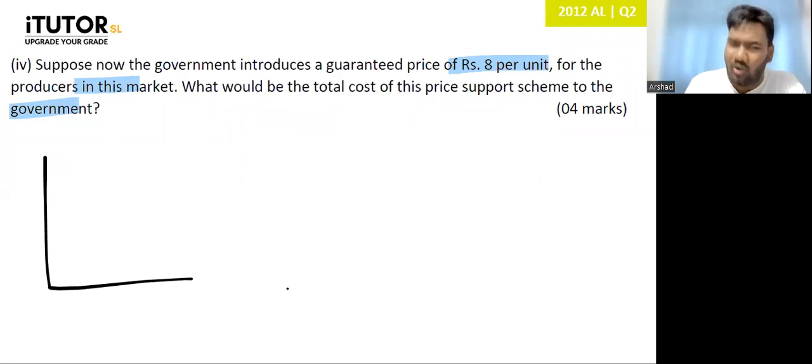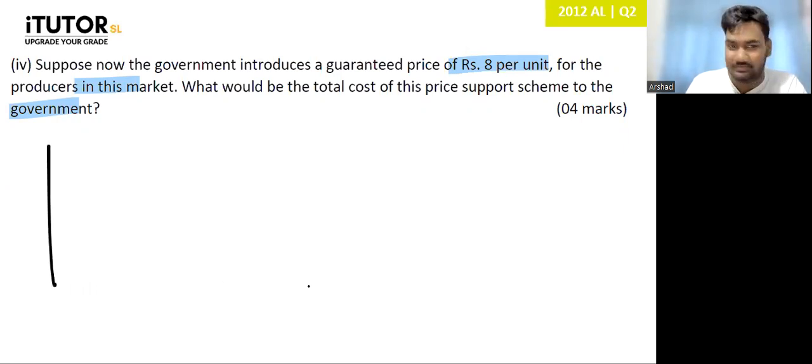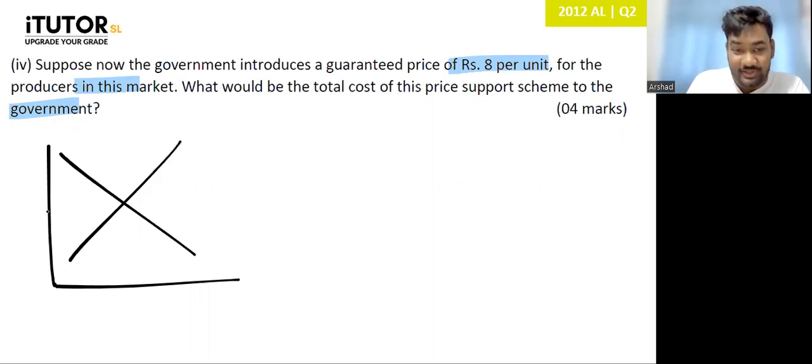Always, guys, I recommend you draw a diagram. Sometimes I also can't do this without a diagram. It's always recommended. Draw a nice, small, rough diagram. So equilibrium price was 6, quantity was 20. Now, what did the government come and do? They came and put a minimum price of 8 rupees. And now they are asking, when the government introduces a guaranteed price of 8 for the producers in the market, what could be the total cost of this price support?